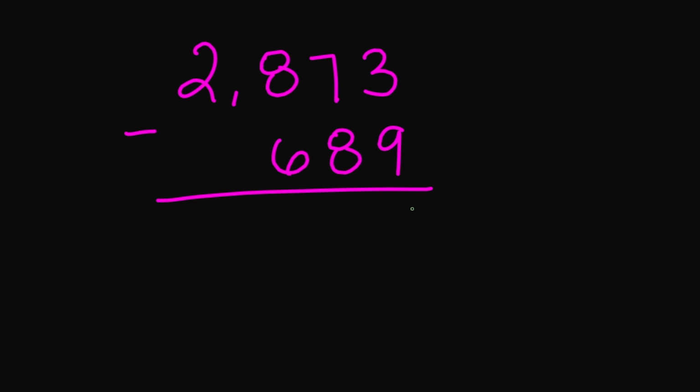Okay, let's try the next problem. 2,873 minus 689. 3 minus 9. This 3 is too small. I'm going to borrow from the tens place. This 7 is going to become a 6. This 3 is going to become a 13. Now I can subtract. 13 minus 9 is going to give me 4.